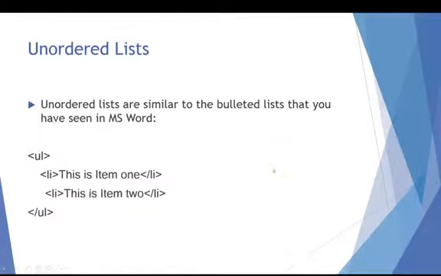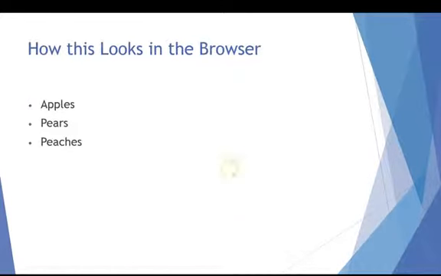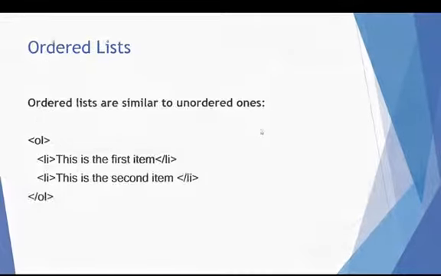This is item 1, this is item 2. And here's an example. So I have an unordered list of fruit, apples, pears, and peaches. And that's how it's going to look in the browser. So it's a bulleted list, just like we see in Microsoft Word.